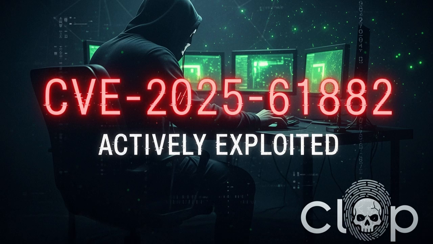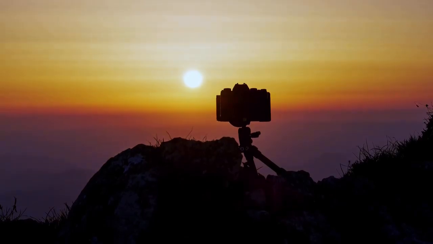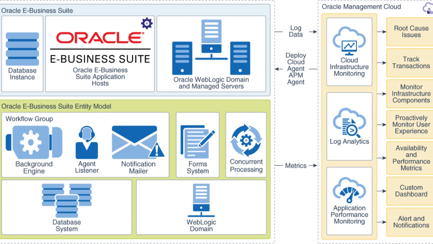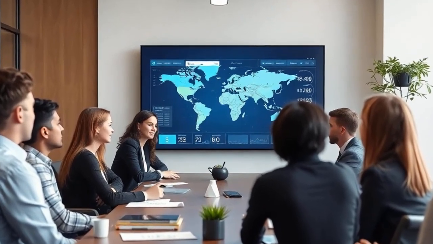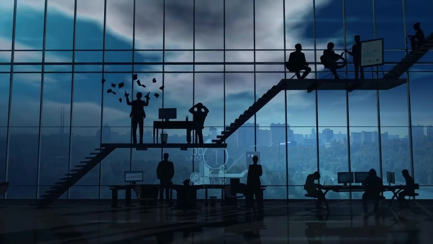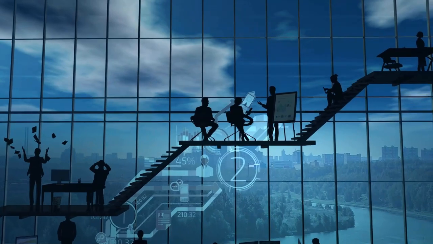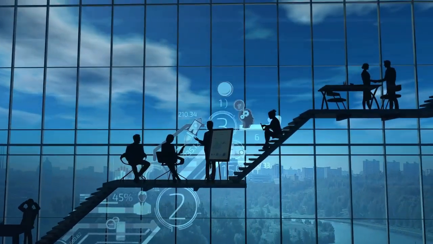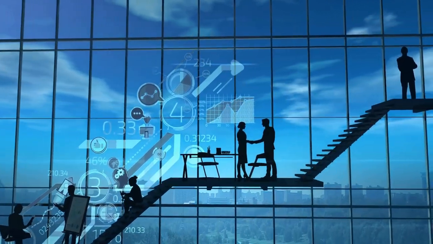So, in this video, I will break it down step by step. Let's start with the big picture. Oracle E-Business Suite, or EBS as it is called, is a heavyweight enterprise system. It is used globally by companies for finance, HR, and procurement. Basically, it's the backbone of critical business operations. Because of that, a remote, unauthenticated RCE in EBS is not just another bug. It's a full-on business disaster waiting to happen.